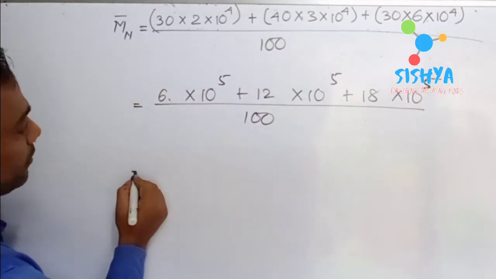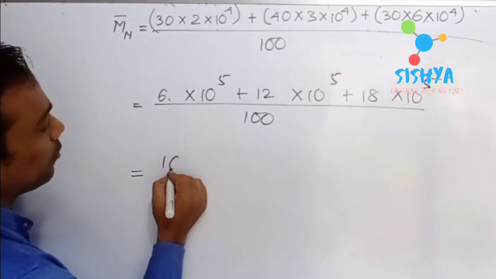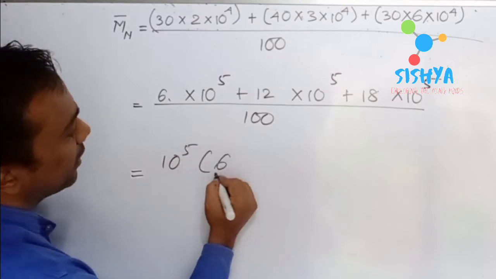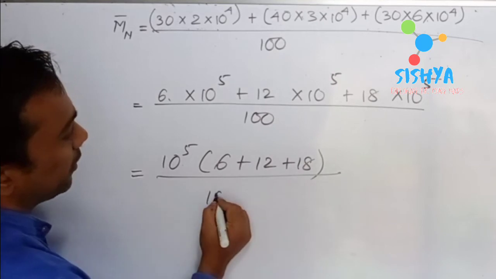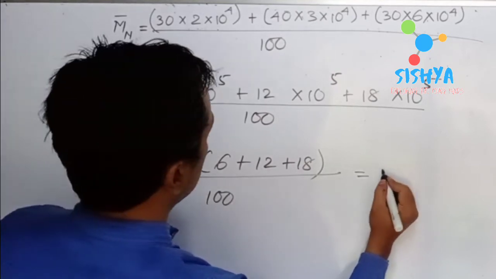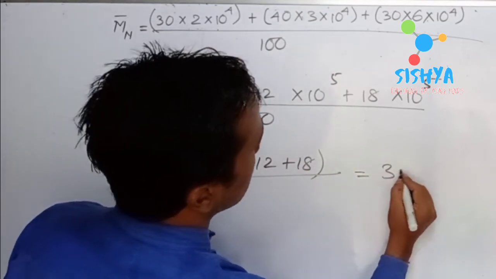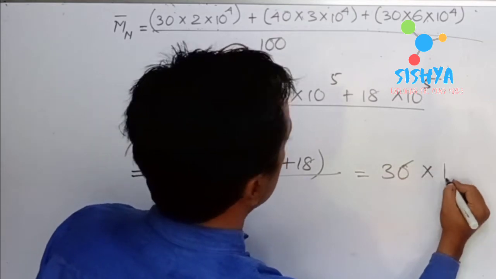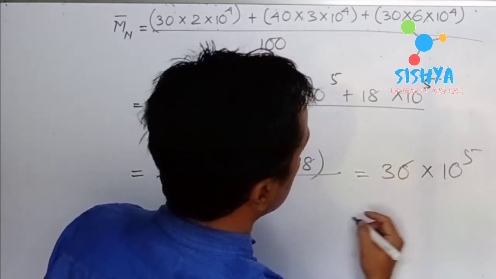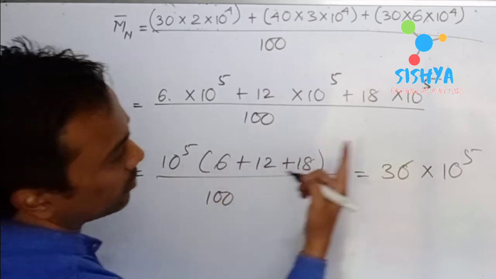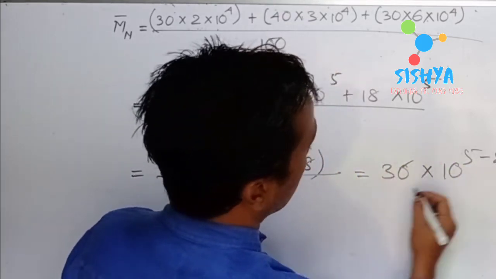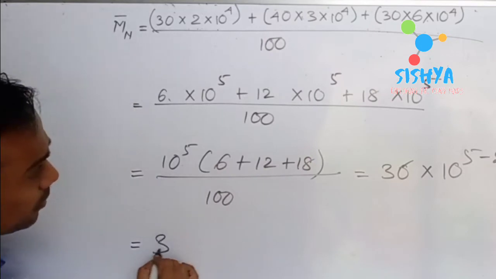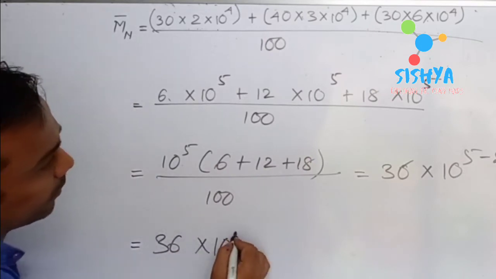So what will be the common value? 10 to the power 5. If I take out 10 to the power 5 as common, what is left is (6 plus 12 plus 18) divided by 100. That means 36 into 10 to the power 5 over 10 to the power 2, so moving it up it is 10 to the power minus 2. Ultimately our expression will be 36 into 10 to the power 3.